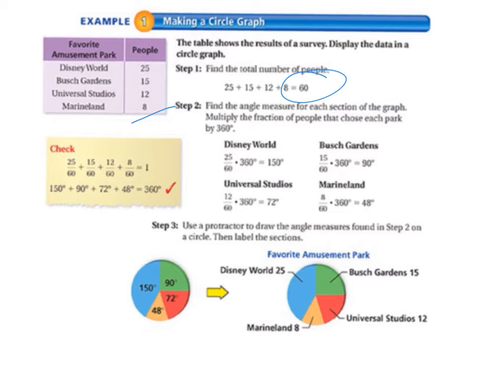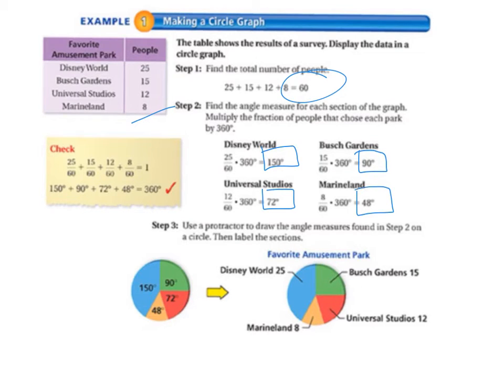Step 2, find the angle measure for each section of the graph. Multiply the fraction of people that chose each park by 360. So we take Disney World, and 25 people out of 60 chose Disney World. We multiply that by 360 degrees, and it comes out to 150 degrees. We do the same with Universal Studios, and that comes out to 72 degrees. Busch Gardens equals 90 degrees.